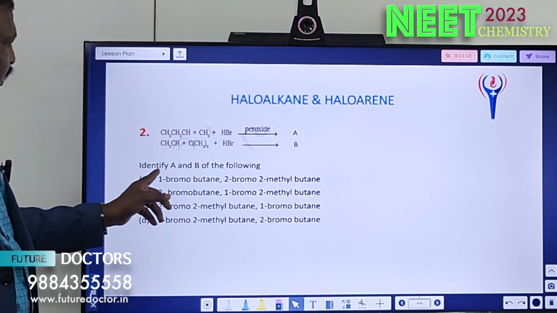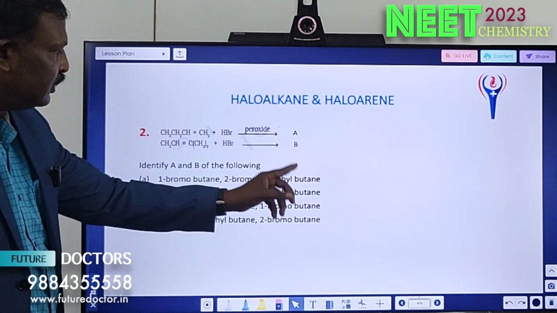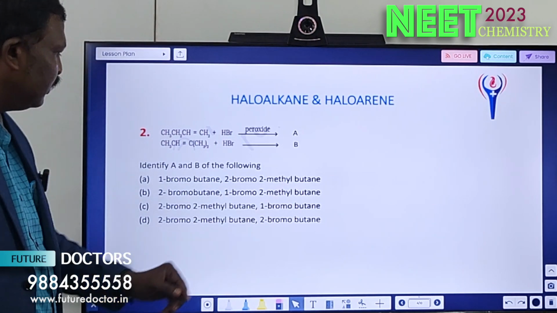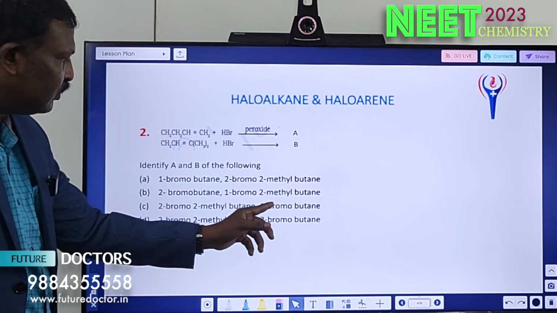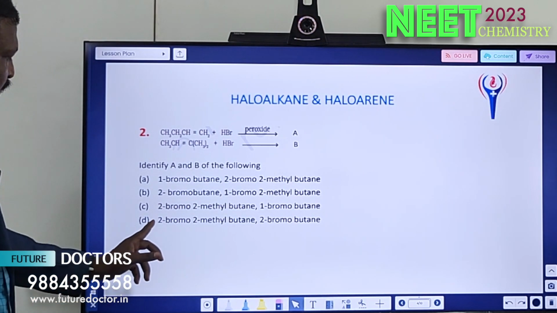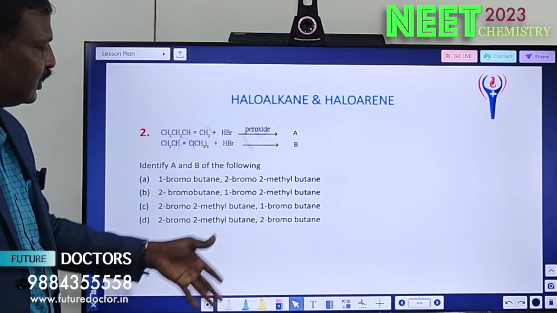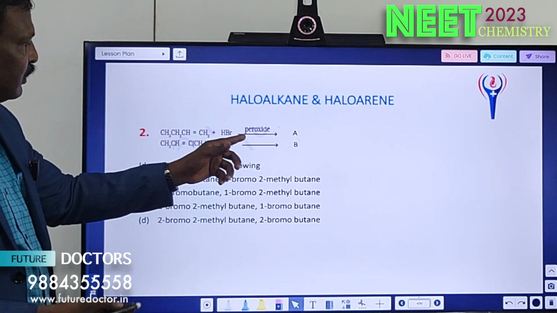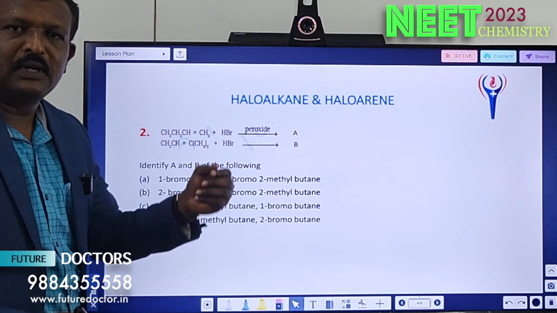So here, option A: 1-bromobutane, 2-bromo-2-methylbutane. Option B: 2-bromobutane, 1-bromo-2-methylbutane. Option C: 2-bromo-2-methylbutane, 1-bromobutane. Option D: 2-bromo-2-methylbutane, 2-bromobutane. So these are the options. The Markovnikov rule and anti-Markovnikov rule, that rule you must know. Then only you will be able to get the products very correctly.